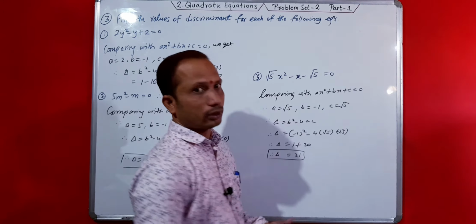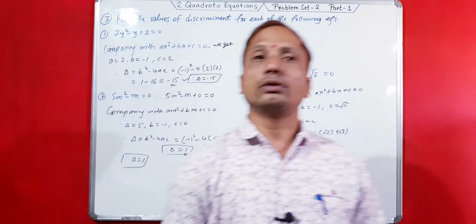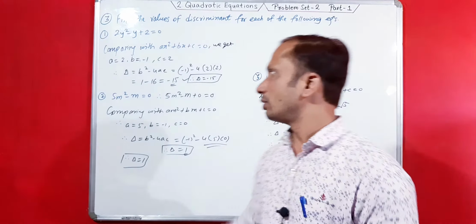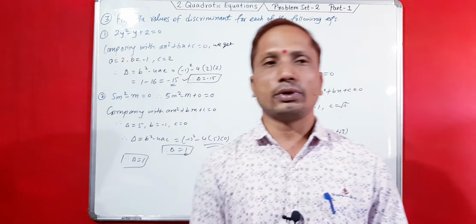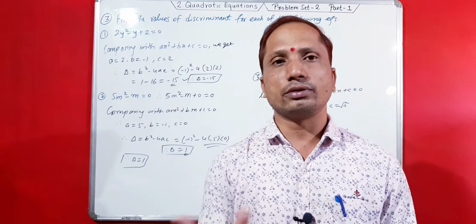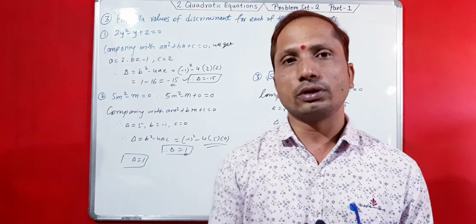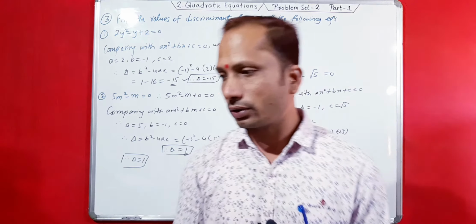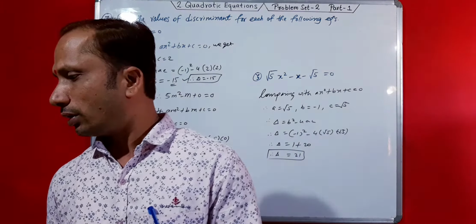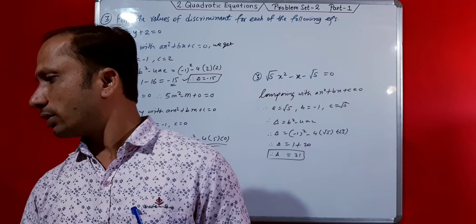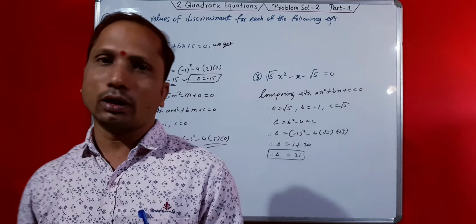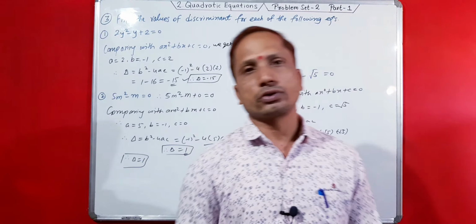So these are the values of the discriminant for the given 3 equations. Just use the formula: discriminant delta is equal to b square minus 4ac. Just put the values and do the calculation, and you will get your solution. This is question number 3. We have completed it, and now we are going to solve question number 4.